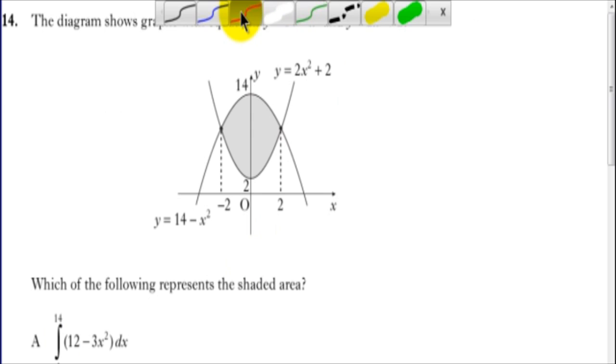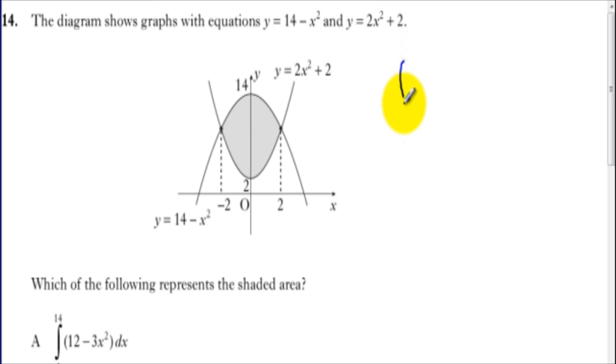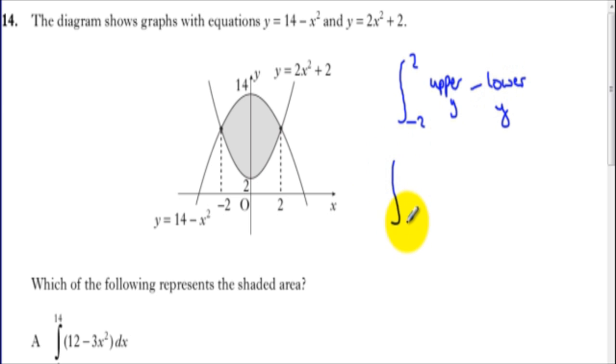Shaded area is the area between two curves. That integral will be represented by the integral from -2 to +2, which is the two limits, of the upper equation for y minus the lower equation for y. So this is the integral from -2 to +2. Now the upper equation for y, this curve, is 14 minus x squared.